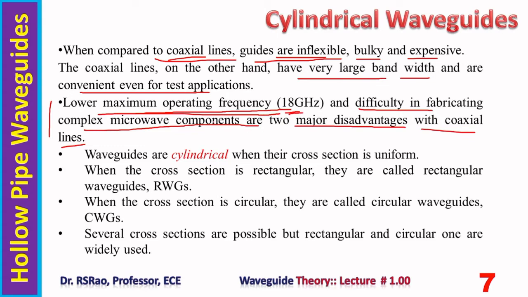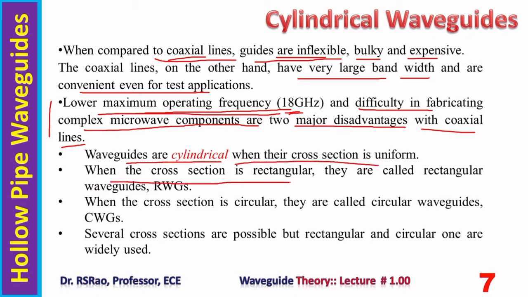That's what it is being told. Only they are okay on the lower microwave range. Certain difficulties are also there in fabricating microwave components using coaxial cables. Now, certain important points. Waveguides are cylindrical when their cross section is uniform throughout its length.